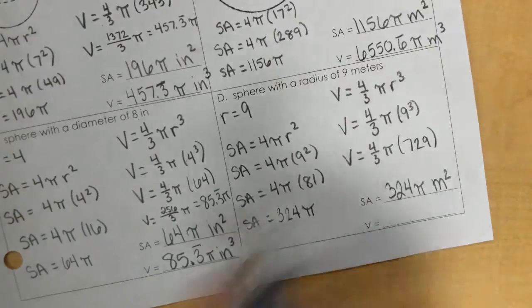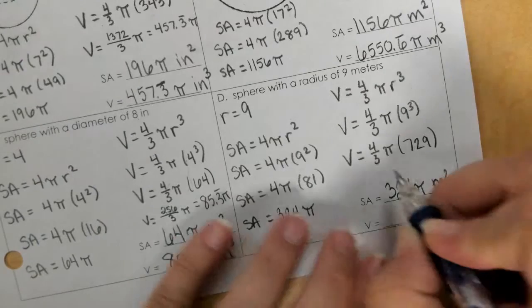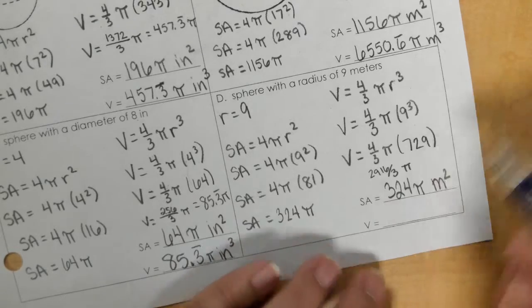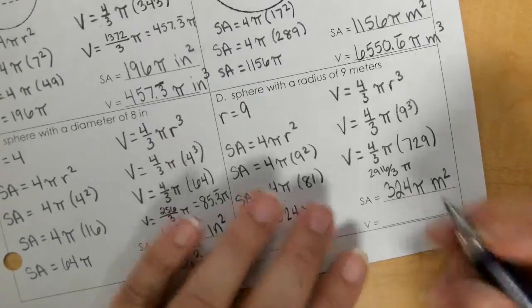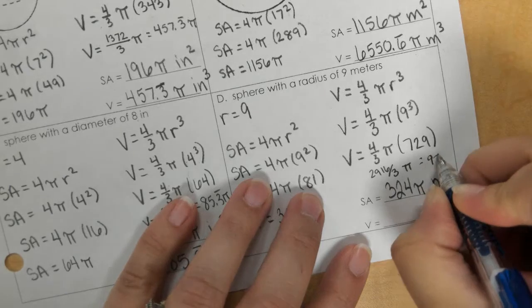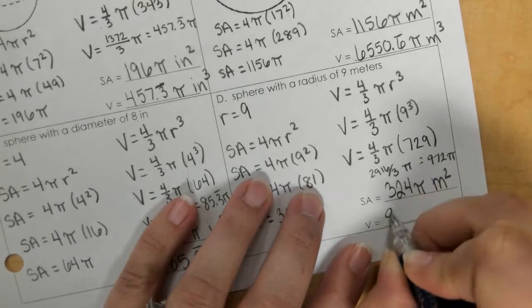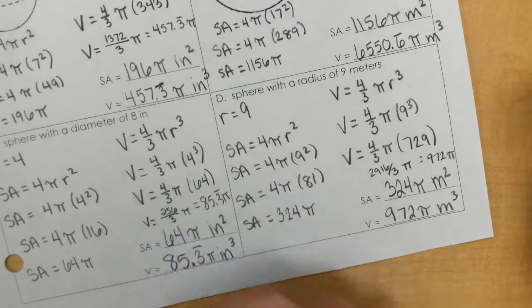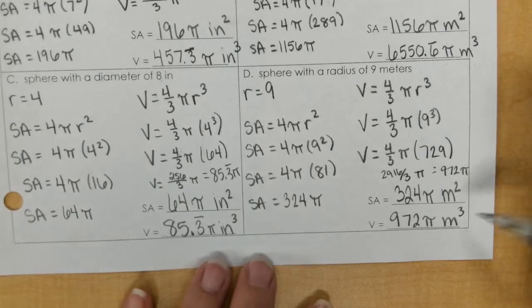So then I would multiply that by 4, and that gives me 2,916. We would divide that by 3, and that gives us 972 pi. Again, don't forget that label of meters cubed, and that would be all you would need to do for that.